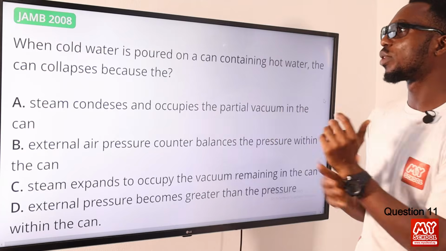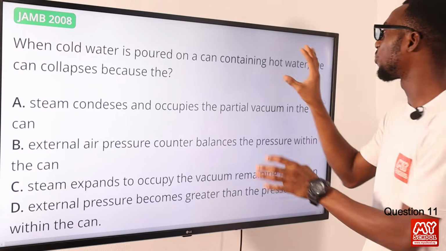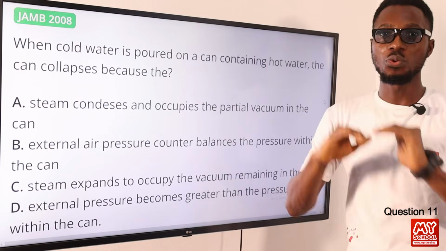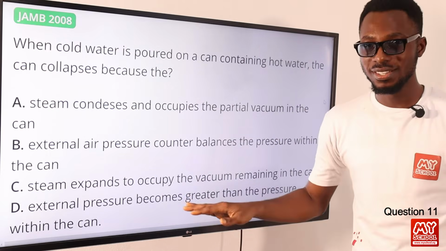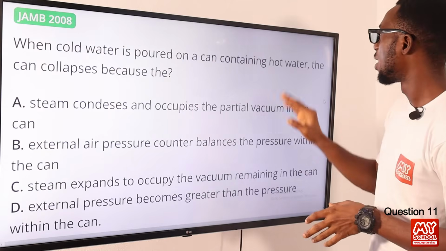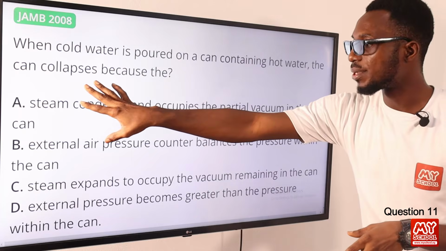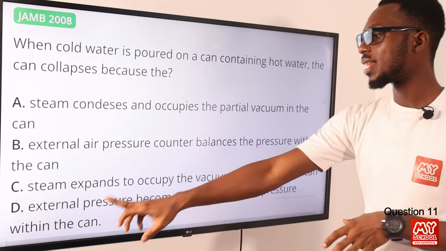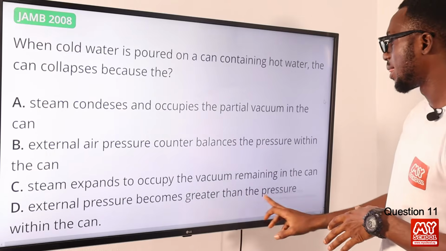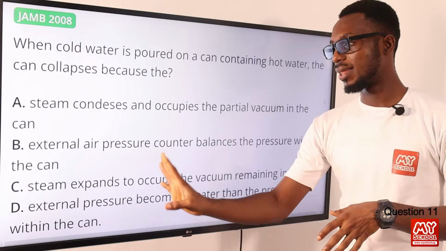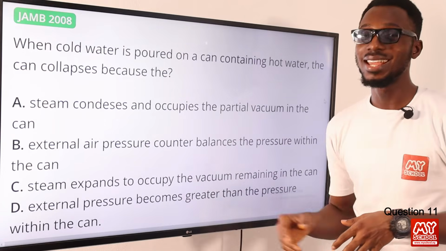So let's come back to this question. When cold water is poured on a can containing hot water, it is going to cool off. So the can will collapse, right? Why? Because the external pressure becomes greater than the pressure within the can. So option D is the correct option.